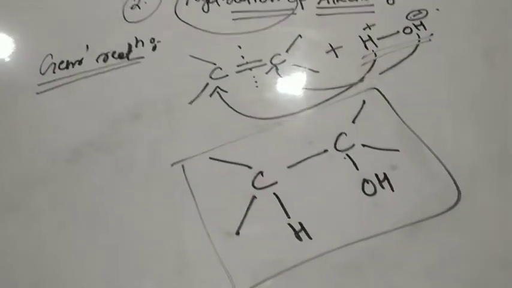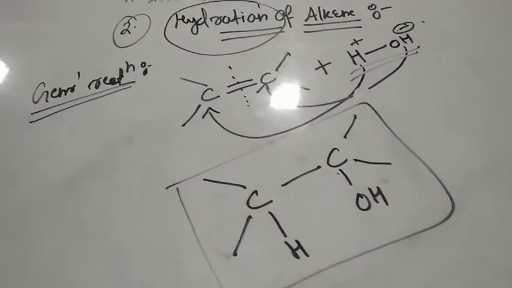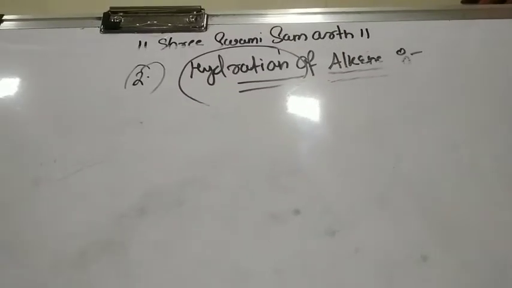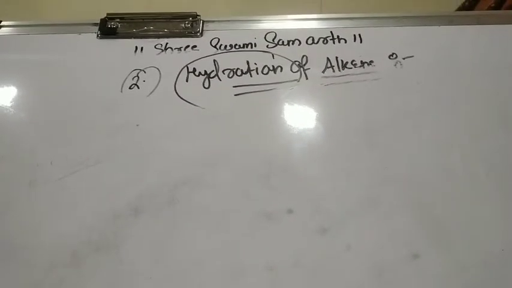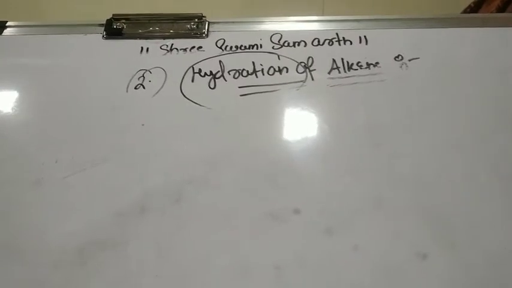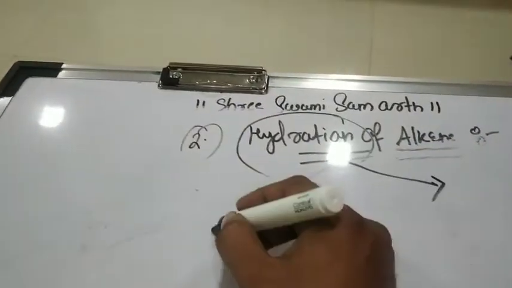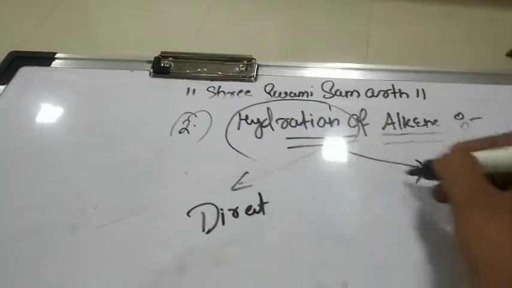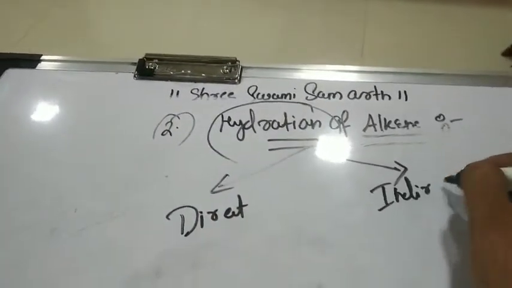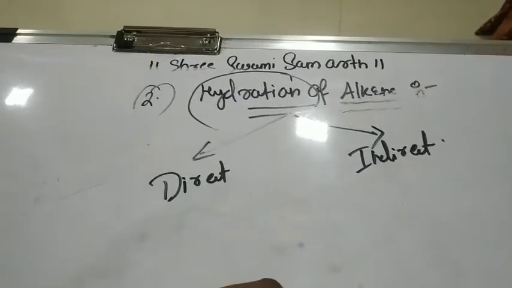general reaction. Now let's see in detail what happens in this particular reaction. Okay, so I had already explained to you about the hydration. How does the hydration take place in the last period? It takes place in two ways. That is the direct and indirect. Direct में क्या होता है?